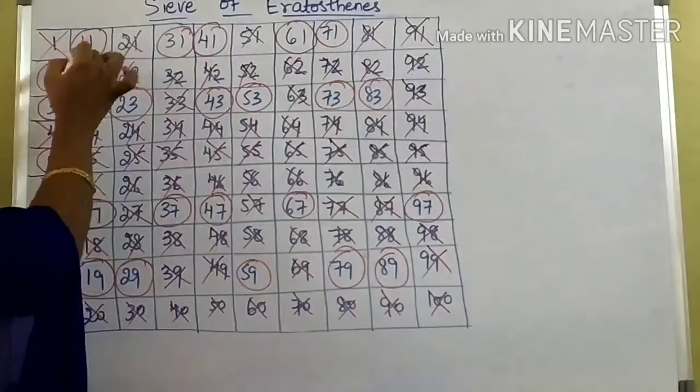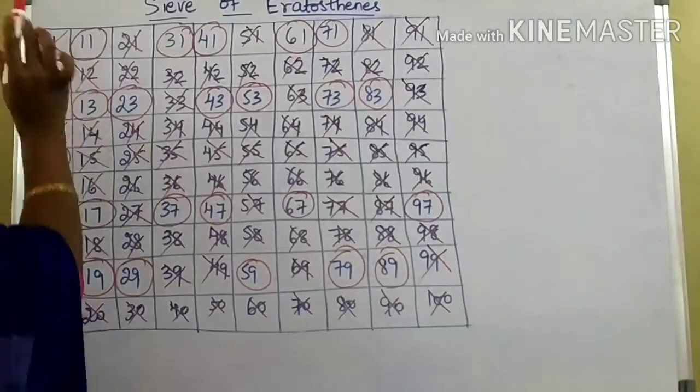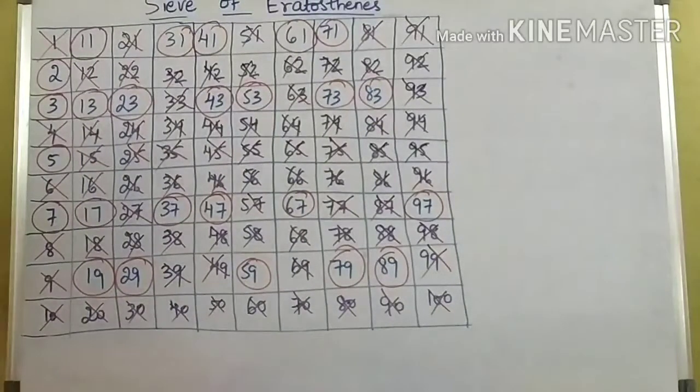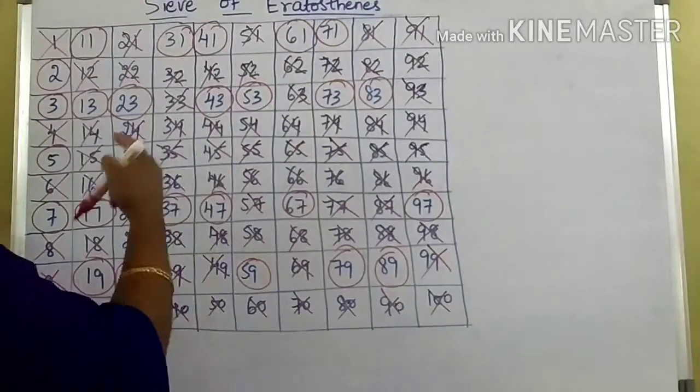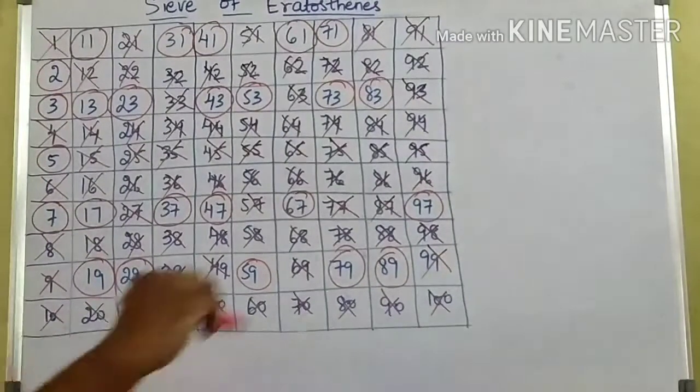Whatever is encircled, they are prime numbers, and all the crossed out numbers other than 1 are composite numbers, because 1 is neither prime nor composite. Now we will write what the prime numbers between 1 and 100 are. Exactly, you are going to get 25 prime numbers, children. I am going to write here.